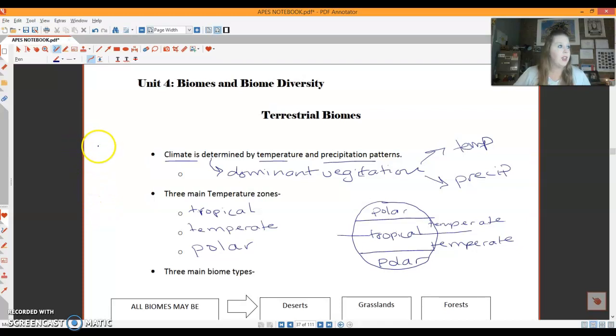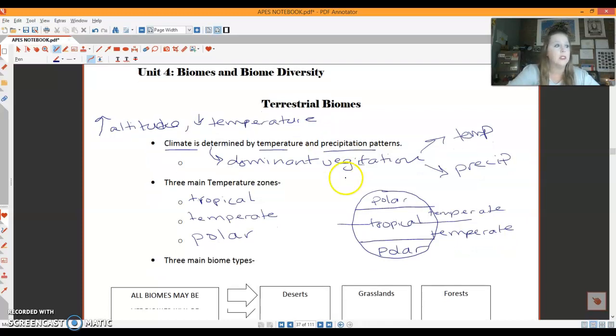So when we have an increase in altitude, all right, what do you think that's going to cause? Is the temperature going to get warmer or is it going to get cooler? Well, if you said cooler, then you're correct. So when you're going up, the temperature is actually dropping. So an increase in altitude causes a decrease in temperature. And that also will affect the dominant vegetation that's found. Okay? And it's just because there's less oxygen up there, so it's not able to trap as much heat.